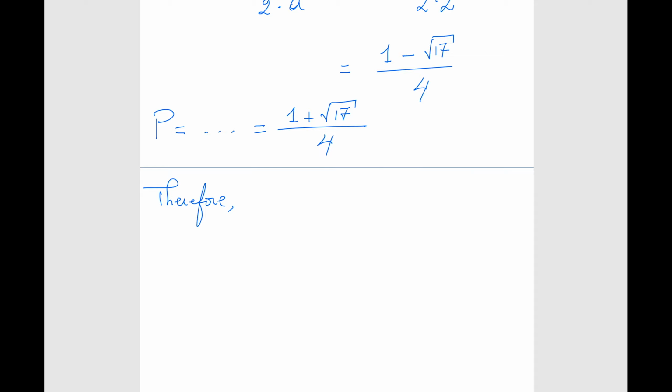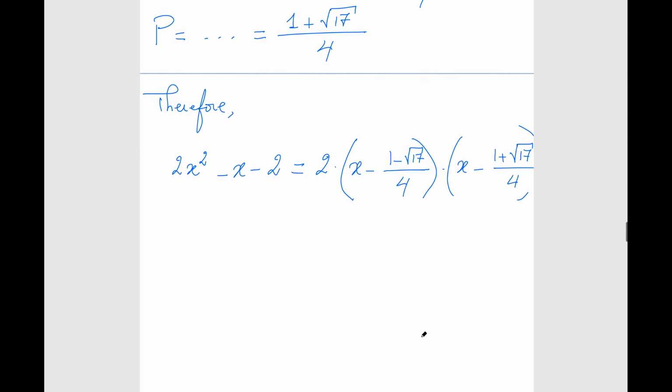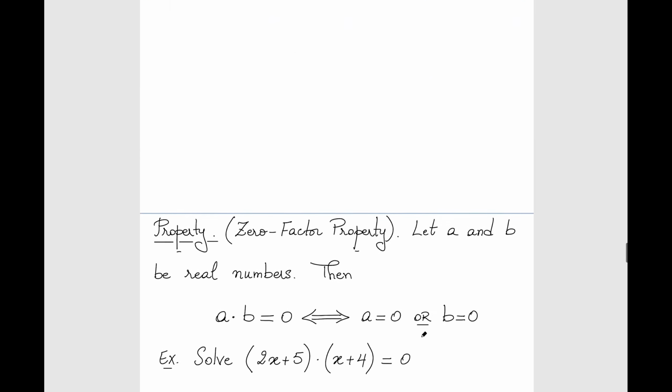the quadratic formula yields that our second degree polynomial 2x squared minus x minus 2 can be rewritten as a, which is 2, times x minus m, and who's m? 1 minus square root of 17 over 4, times x minus the p, and the p is 1 plus the square root of 17 over 4. Agree on that? So we factored the second degree polynomial, and the factored form is this. All right? Very good. Let's move on to the next topic.